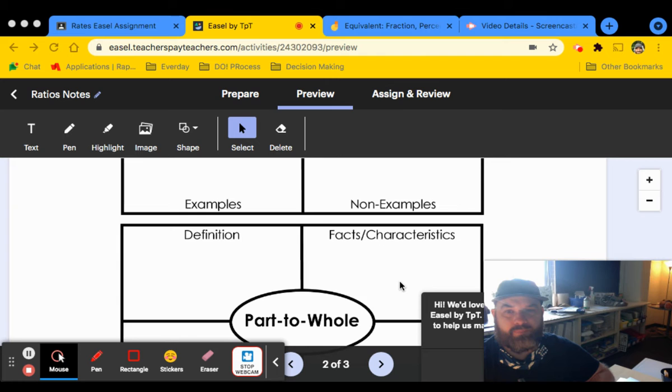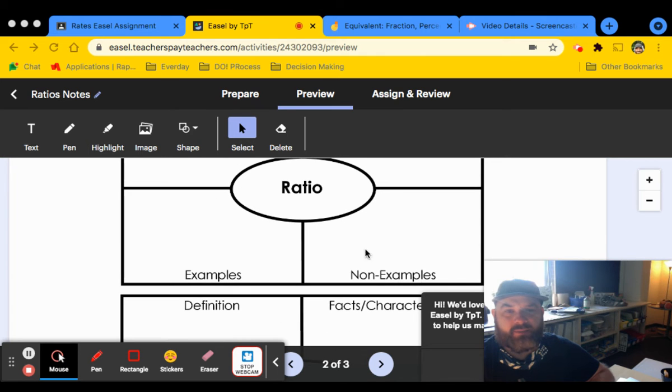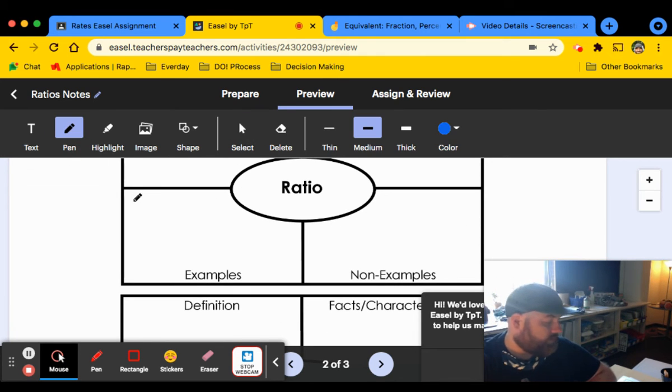Okay, here we go. So examples of ratios. So again, you should know what those look like. So for example, 1 to 4 would be an example. A non-example would just be any other way to write numbers. So you could do like a subtraction problem, an addition problem. Those are not ratios.